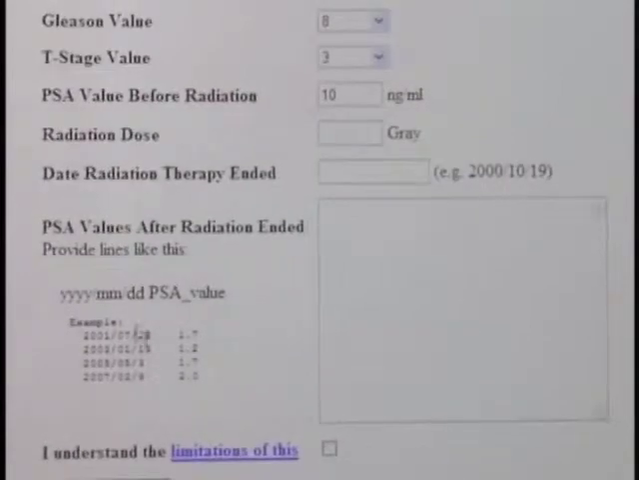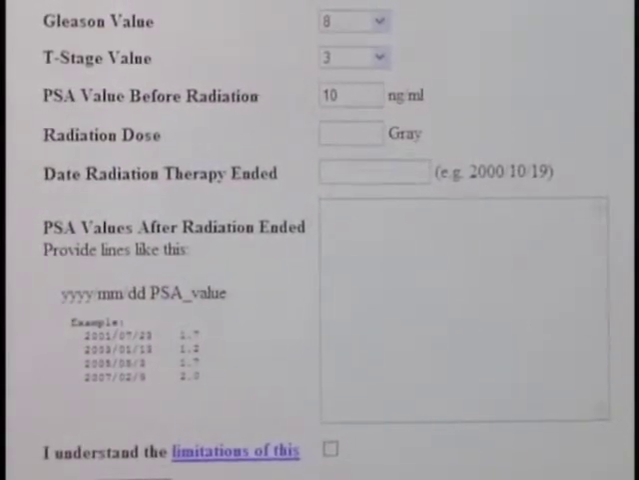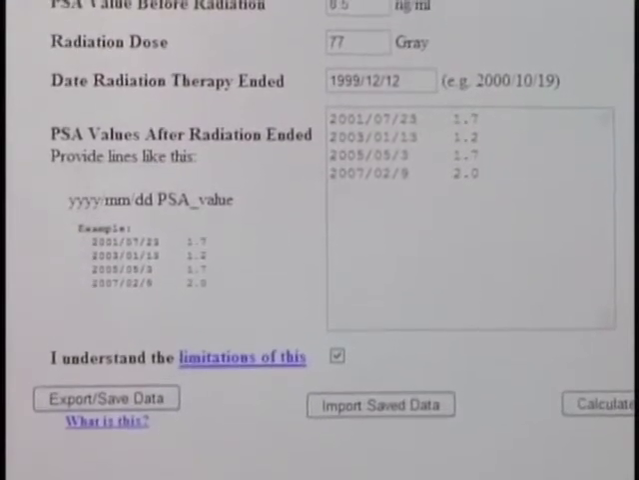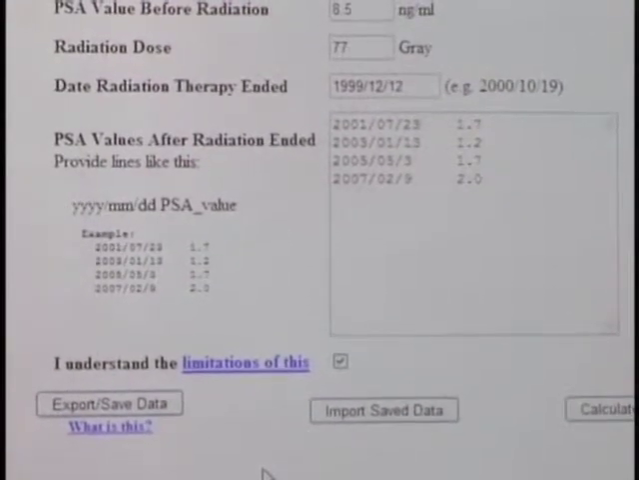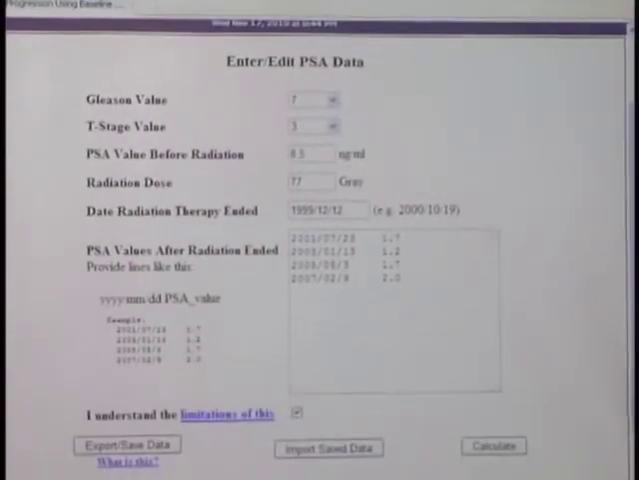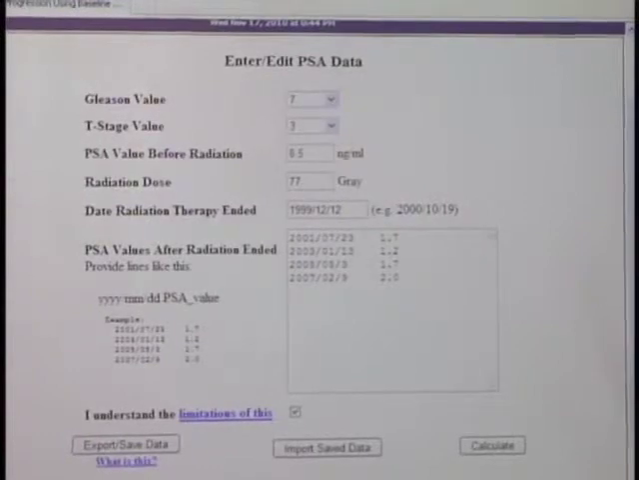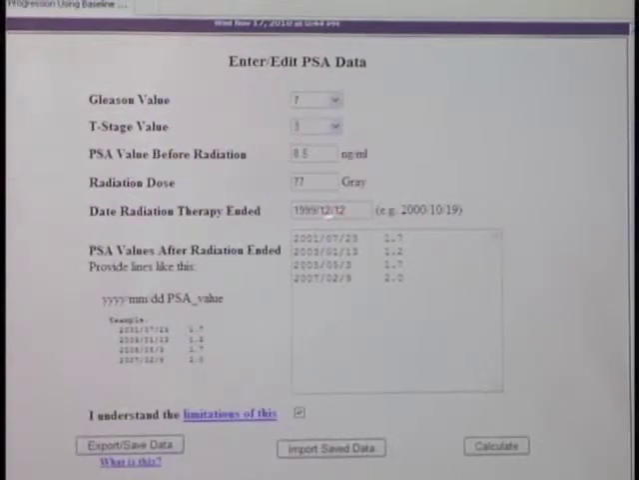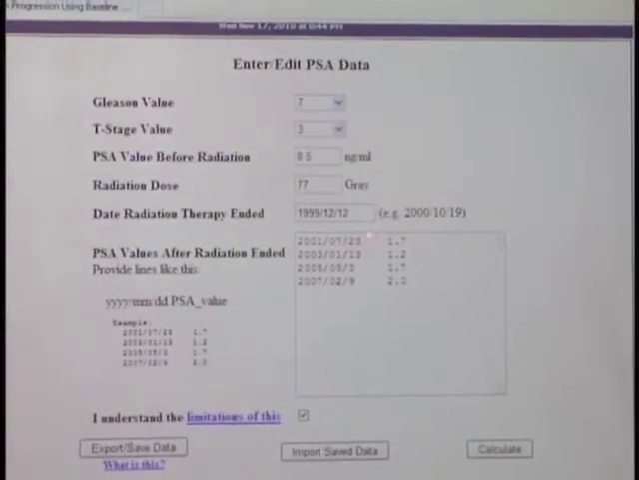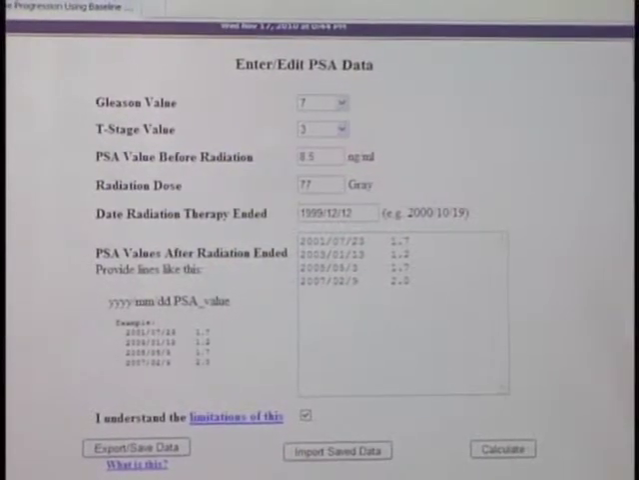You have to know the date when radiation was given, so there's a little data entry. There's also a box down here: if you've saved your data on your own computer, you can update it and do it again. So I put in some data automatically. You see this pattern of PSA. The person was treated in 1999 and they've had 4 values, the last one in 2007.